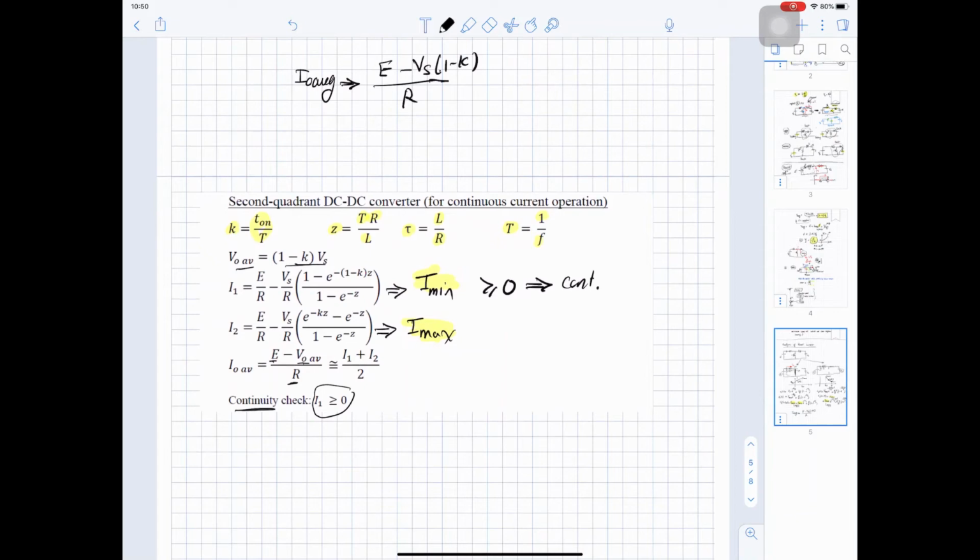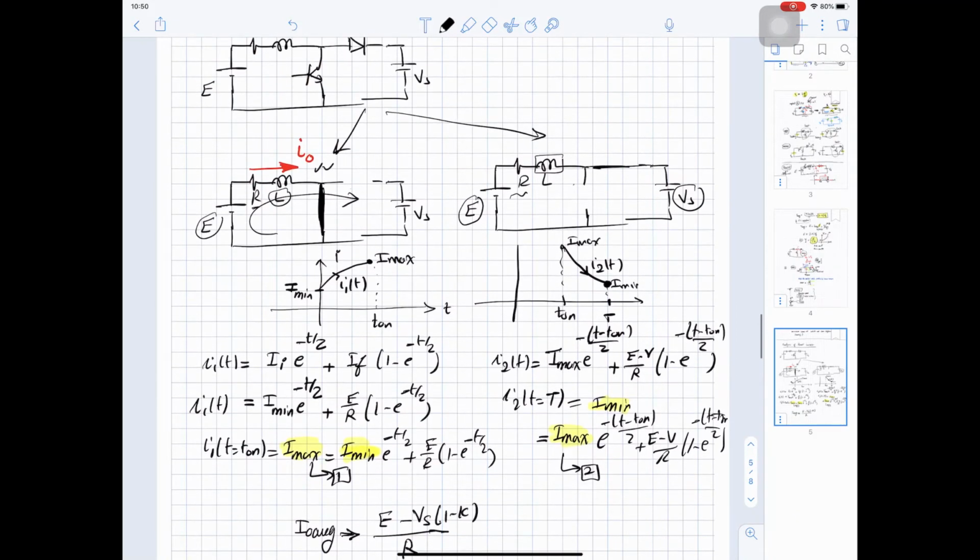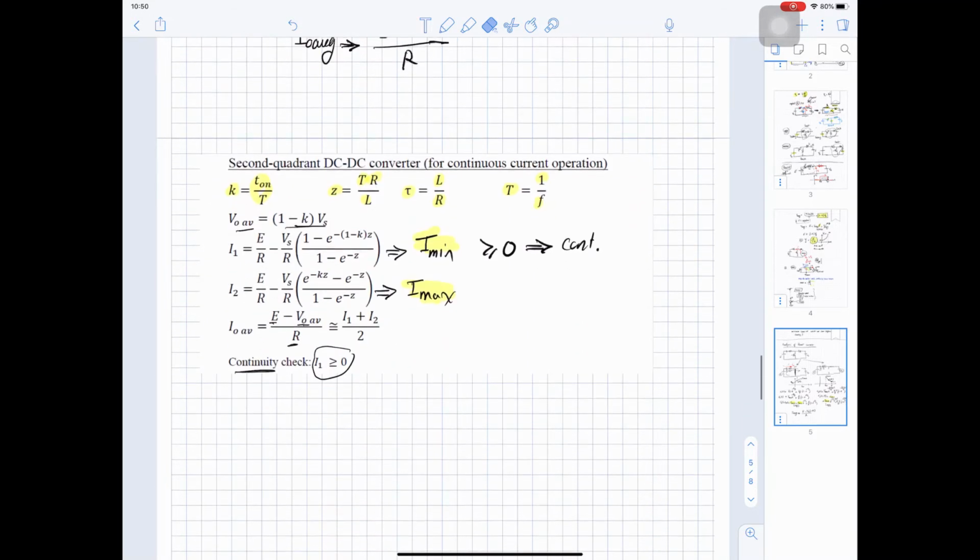Some textbooks assume the current I out in the opposite direction, which will change your average equation here, and it will change the equation for V and E. So it will be reversed. So pay attention to this equation and don't just use any equations online.